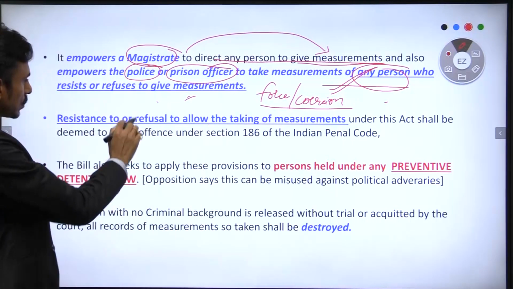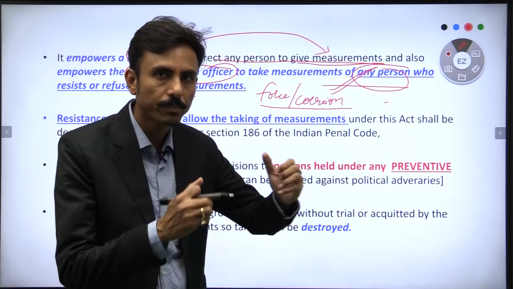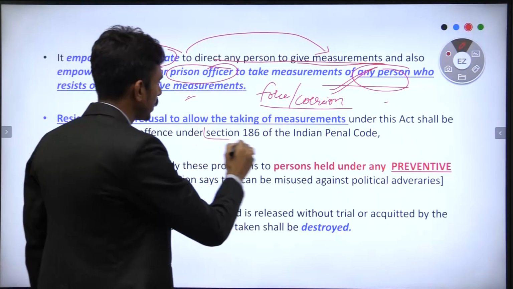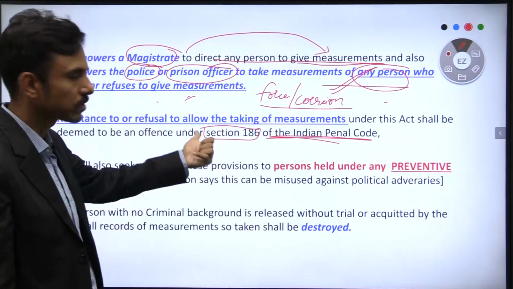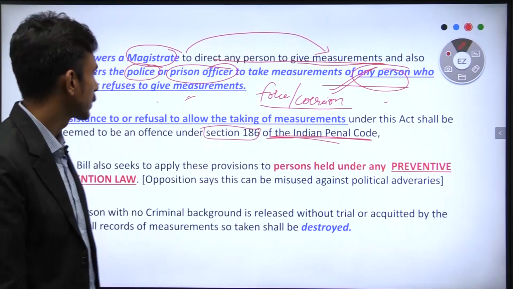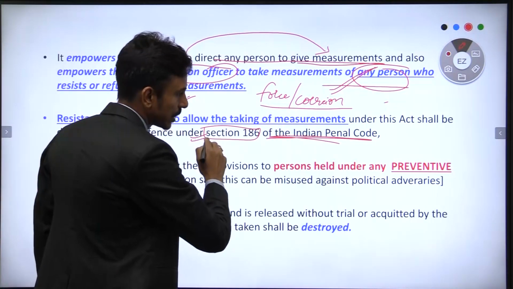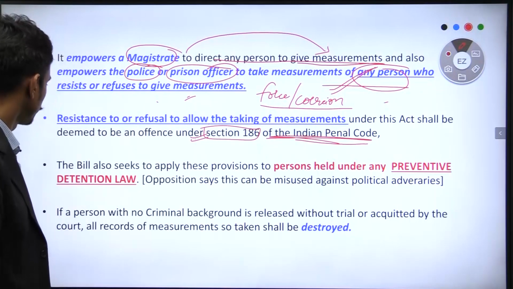Guys, resistance to or refusal to allow taking of measurements would be an offense under section 186 of IPC. That means if you refuse to give the samples, if you refuse to allow the taking of measurements, then it would be deemed to be an offense under section 186 of the Indian Penal Code. I hope you are getting my point.